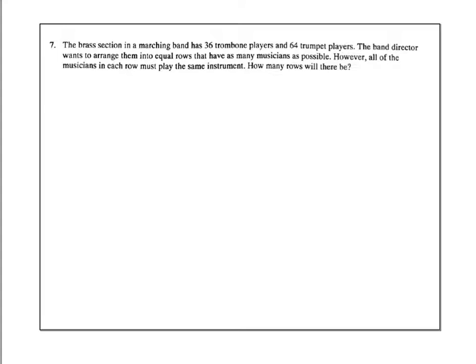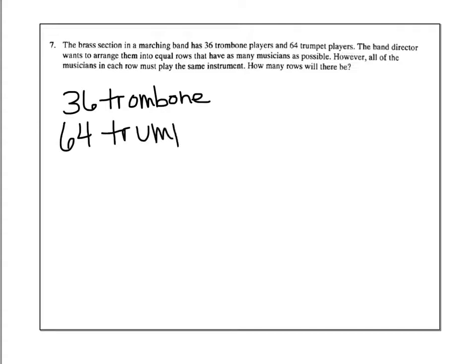Number 7, so we have the brass section in a marching band with 36 trombone players and 64 trumpet players. The band director wants to arrange them in equal rows that have as many as possible, so we want to go as big as possible. However, all the musicians in each row must play the same instrument. So how many rows will there be?